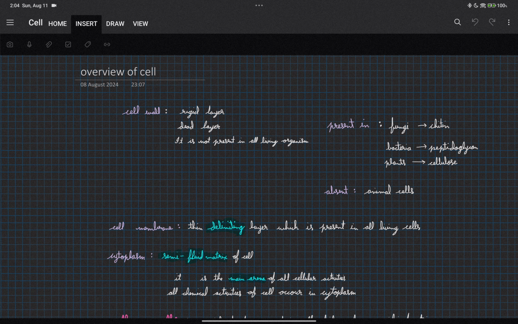Cell membrane is a thin, delicate layer which is present in all living cells. Cytoplasm is the semi-fluid matrix of the cell. It is the main arena of all cellular activities. Like all chemical activities which happen in the cytoplasm, the transportation of lipids and everything.